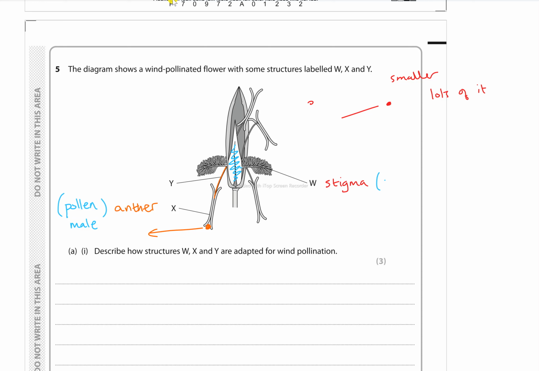So the ovum produces the egg, so it needs to catch the pollen. So it's the female part of the plant. And Y is the bit connecting the anther to the plant, the filament. Right, okay. So with a bit of wind, it'll move and the pollen will dislodge and get carried away.